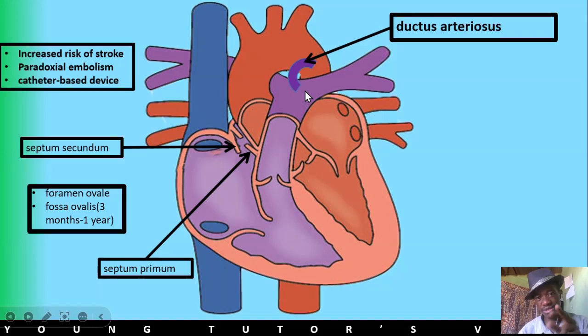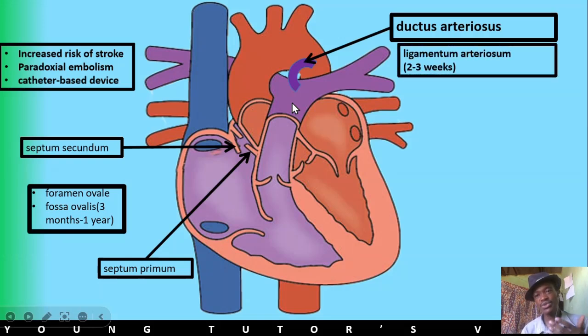The ductus arteriosus also closes because pressure in the pulmonary trunk has reduced, and blood now is preferably passing through the pulmonary arteries rather than the ductus arteriosus. So that reduced supply to the ductus arteriosus will make its tissue lose fibrinogen, replaced by collagen and other fibrous tissues, making this one become a ligament that we call ligamentum arteriosum. That process just takes place in 2 to 3 weeks after birth.